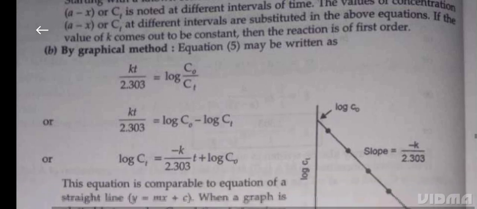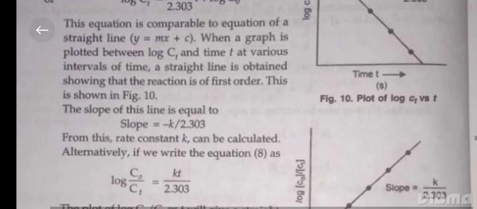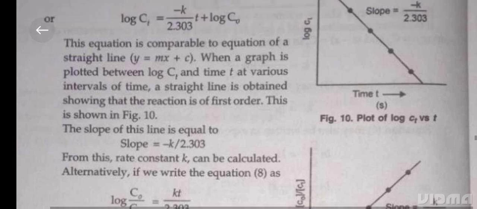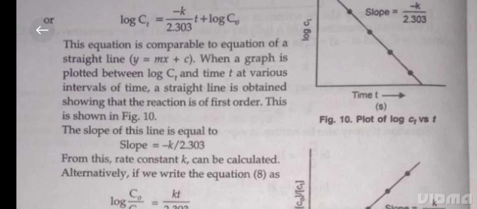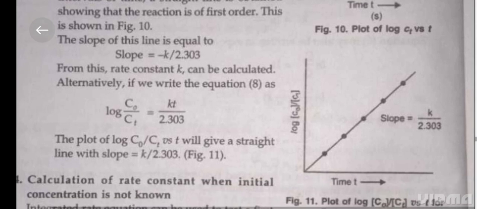By graphical method, equation 5 may be written as a plot of log Ct versus t. This equation is comparable to the equation of a straight line, y is equal to mx plus c. When a graph is plotted between log Ct and time t at various intervals of time, a straight line is obtained, showing that the reaction is of first order. This is shown in figure 10. The slope of this line is equal to minus k upon 2.303. From this, rate constant k can be calculated.